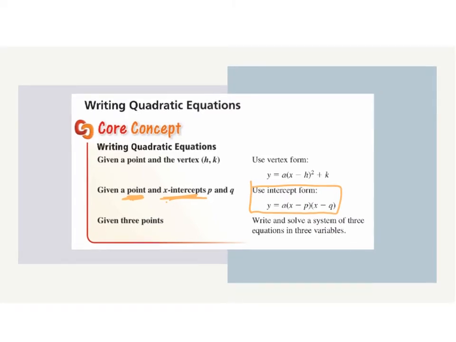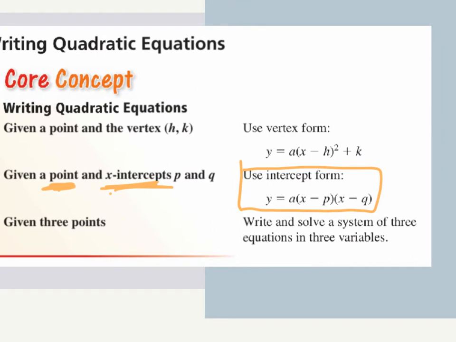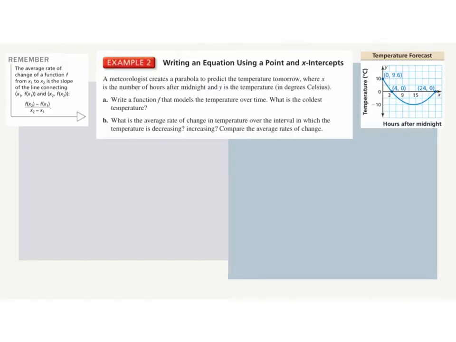So our intercepts are going to be our P and our Q. We're just going to plug those in for our P and Q, and we plug in our X and Y's. And then we just need to find A. So we're doing the same thing as yesterday, but instead of plugging it into vertex form, we're using intercept form. So we left off on example 2.